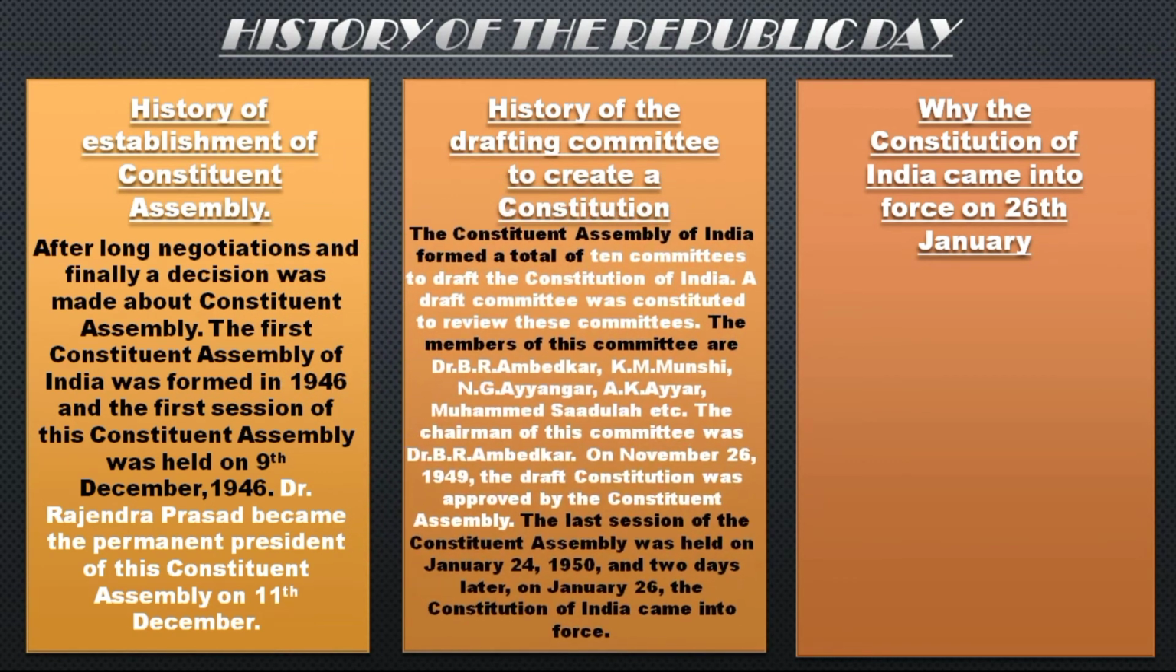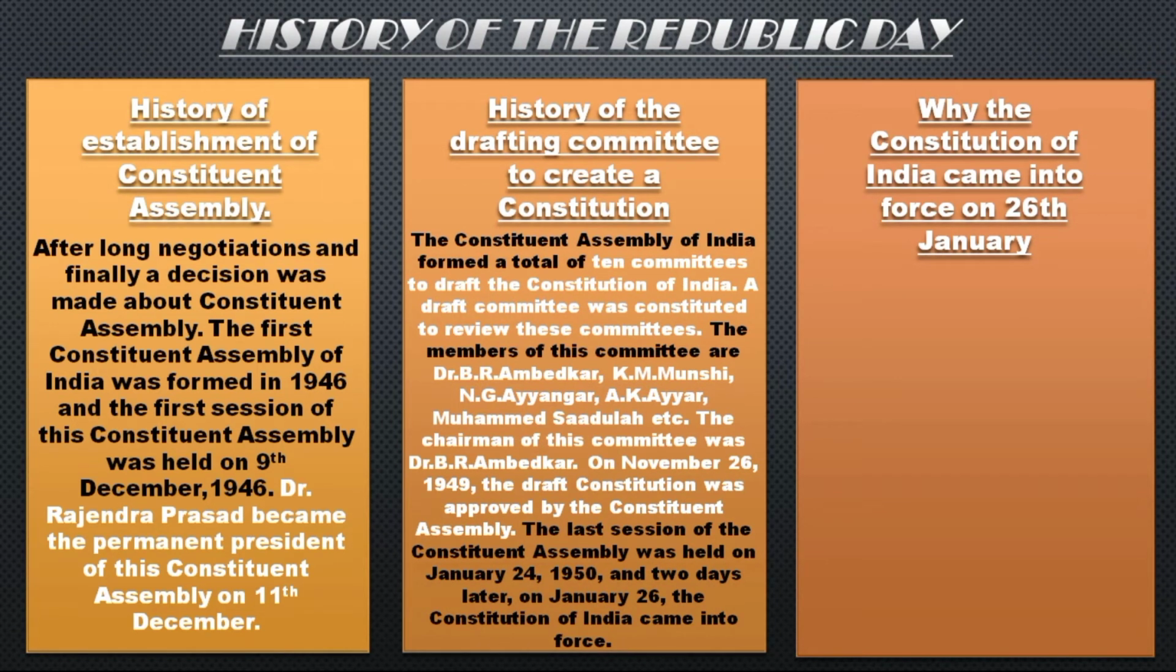History of the Drafting Committee to create a constitution. The Constituent Assembly of India formed a total of 10 committees to draft the Constitution of India. A draft committee was constituted to review these committees. The members of this committee were Dr. B.R. Ambedkar, K.M. Munshi, N.G. Iyengar, A.K. Iyer, Muhammad Saadullah, etc. The chairman of this committee was Dr. B.R. Ambedkar. On November 26, 1949, the draft constitution was approved by the Constituent Assembly.